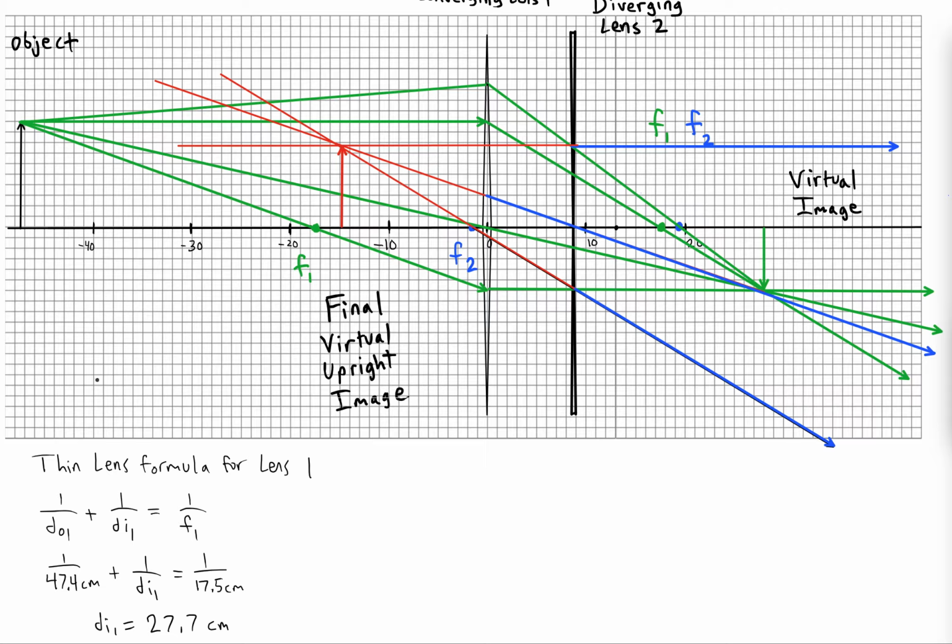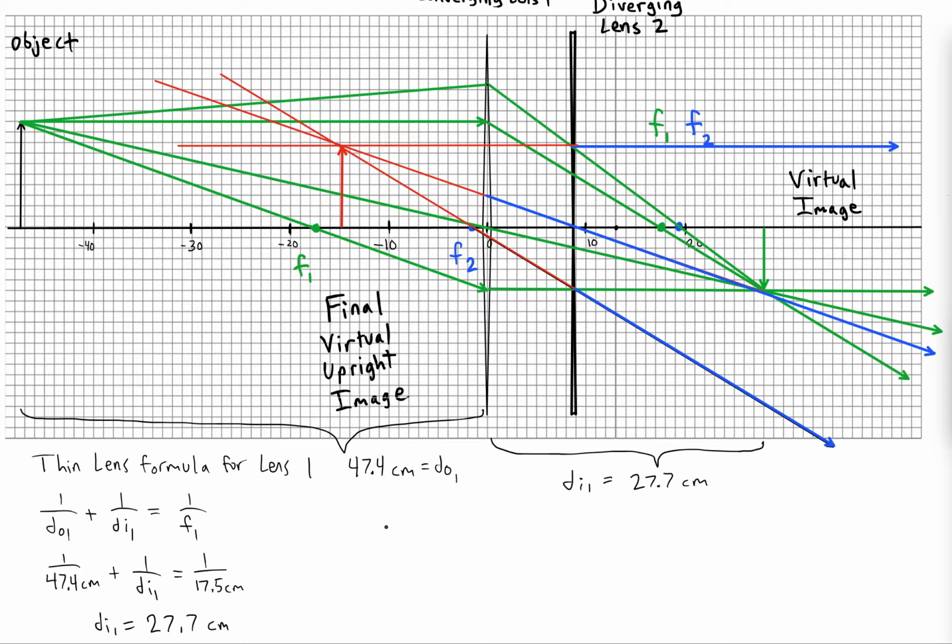Okay, so we're talking about this distance. It's 47.4. And then this distance here is apparently 27.7. That is DI1. Alright, that looks about right.